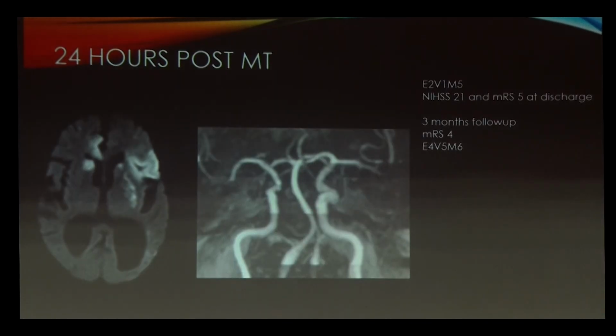At 24 hours post mechanical thrombectomy, we can see a slight increase in the size of the infarct, but there is good recanalization in the left MCA. His NIHSS was 21 and mRS 5 at discharge. At 3-month follow-up, the patient is talking, understanding and communicating, and his mRS is 4, and he has improved further. So this is the advantage, even in octogenarians sometimes. And also, if we think the NIHSS is very high, instead of deferring the patient for thrombectomy, as per the evidence, the 3-month outcome is usually better.